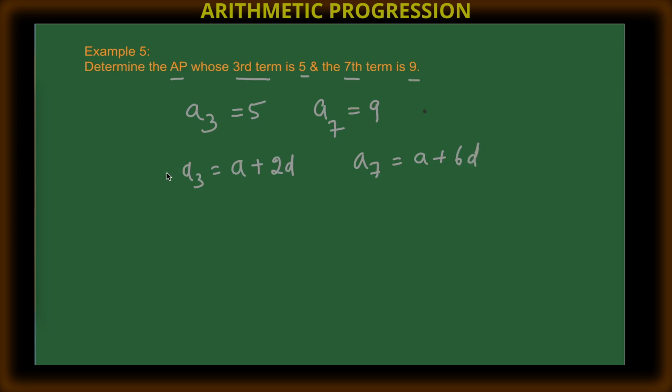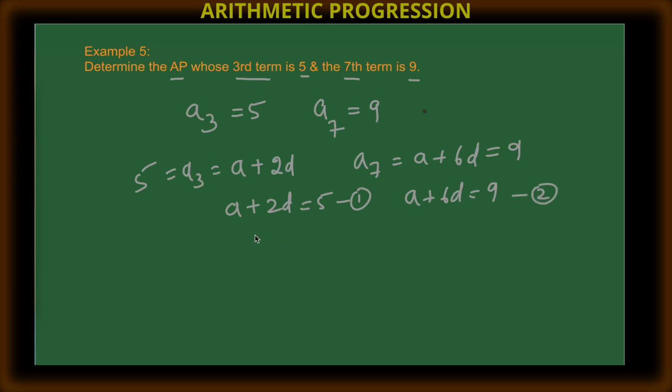So we know the value of A3. A3 is given as 5, and same here, A7 is given as 9. So we can say A plus 2D is equal to 5. Then we have A plus 6D is equal to 9. So we have two equations here, 1 and 2.